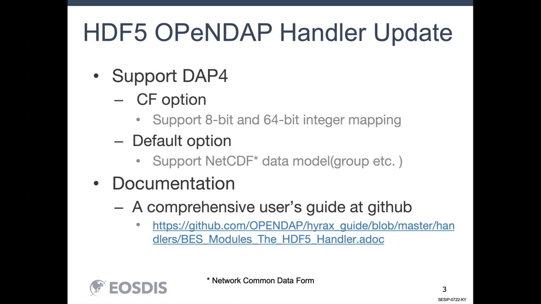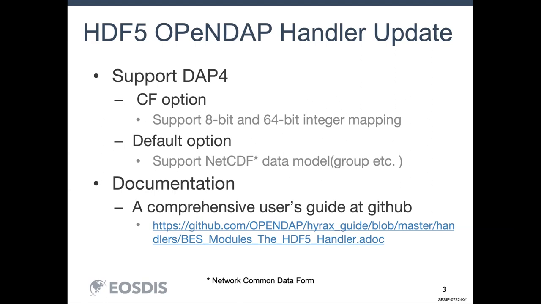Another thing I did is add the NetCDF-4 data model support in the HDF5 handler default option. So all of a sudden, if you have a NASA NetCDF-4 file with good metadata inside that follows the CF convention, and you're using NetCDF-4 and have groups inside, it can be accessed easily by the default option of the handler through the mapping from HDF5 to DAP4. This is very useful for users who really want to have the group hierarchy, as well as other features, preserved through the translation from HDF5 to NetCDF-4, to DAP4.